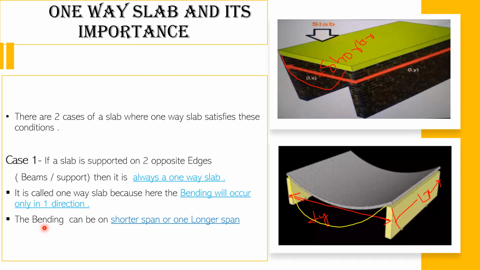it is written here the bending can be on the shorter span or on the longer span, especially in the case of the one-way slab. So we'll try to go ahead. So that is case number one. Now we'll try to see what is case number two.